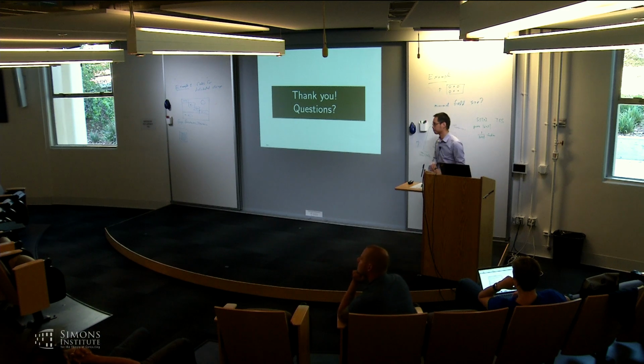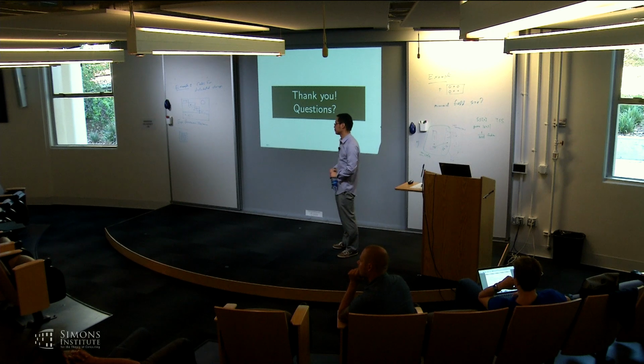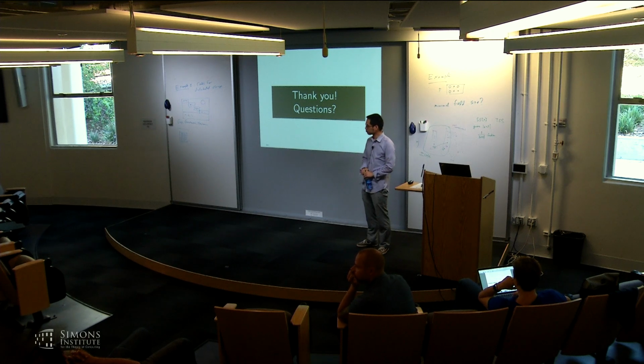Josh? So you have this 1 round lower bound which depends on 1 over epsilon squared. Are you aware of any other problems where the dependence on epsilon in the approximation factor is related to the number of rounds of communication?